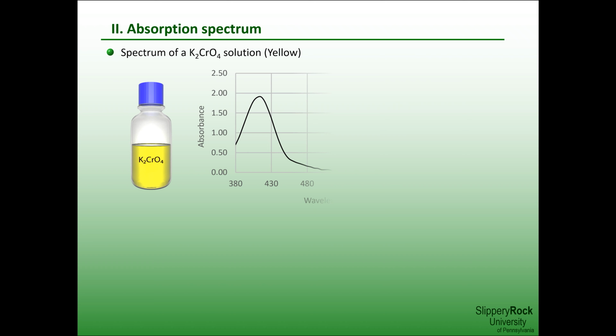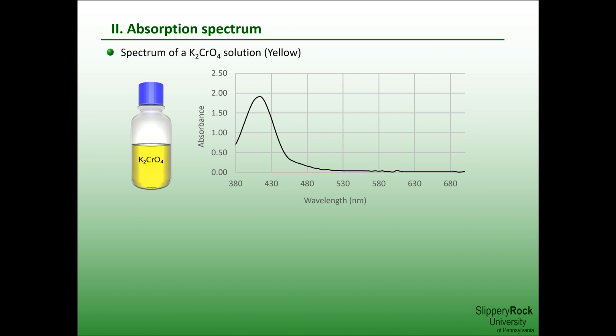Now, let's take a closer look at the absorption spectrum of a potassium chromate solution, which has a distinct yellow color. On the graph, the x-axis represents the wavelengths of light in nanometers, ranging from around 380 to 680 nanometers. This covers the visible spectrum from violet through red. The y-axis shows the absorption, which tells us how much light is absorbed at each wavelength.